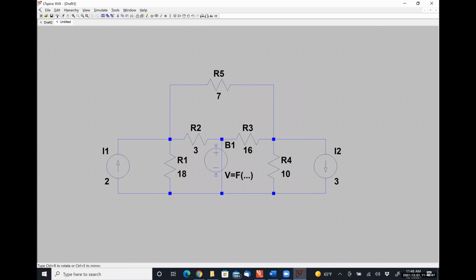And when we drop this in, we can see that the voltage it supplies is equal to a mathematical function that we get to define. Okay, so for us, that's supposed to be 4 times Vx. So we need to define what the voltage Vx is first.